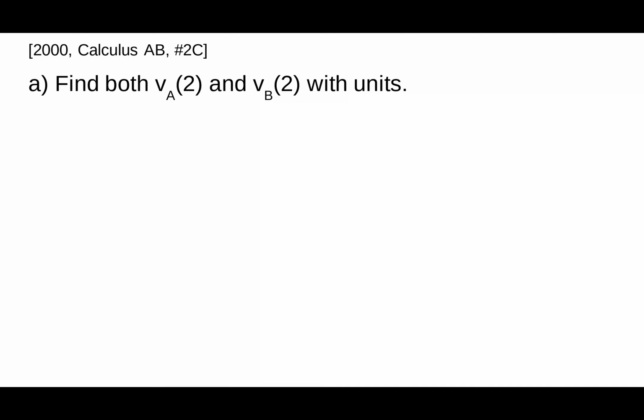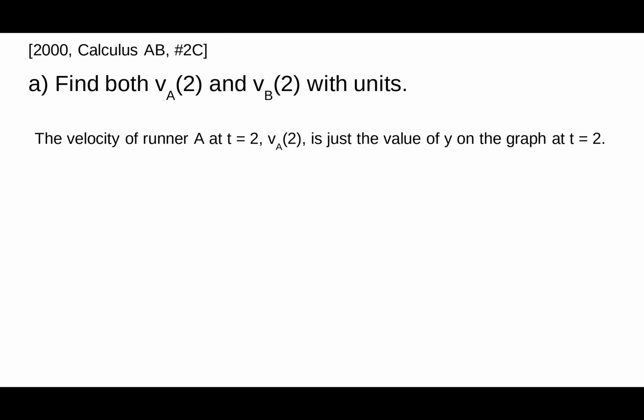In part A of the question, we are asked to determine the velocity of runner A at t equals 2 and the velocity of runner B at t equals 2. The velocity of runner A is given to us by a graph, so the velocity of runner A at t equals 2 would just be the y-coordinate on the graph at t equals 2.